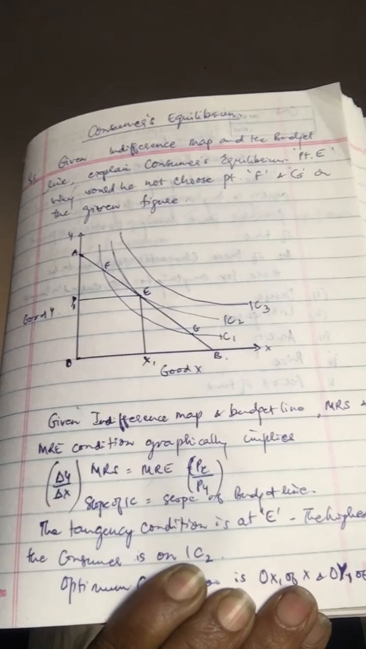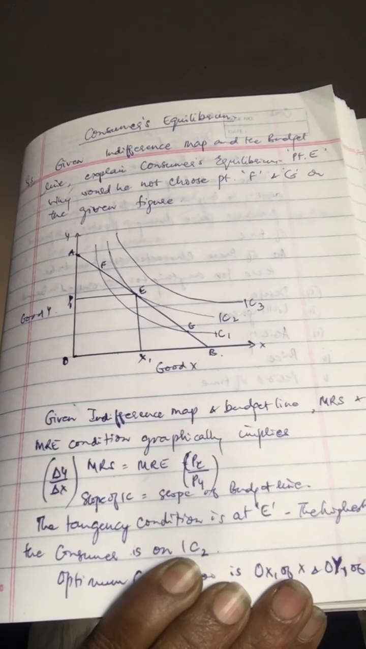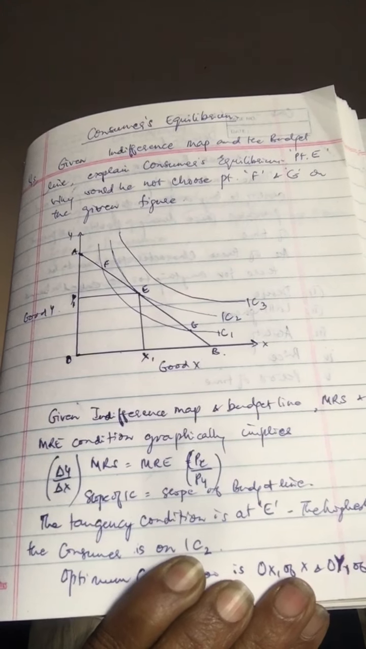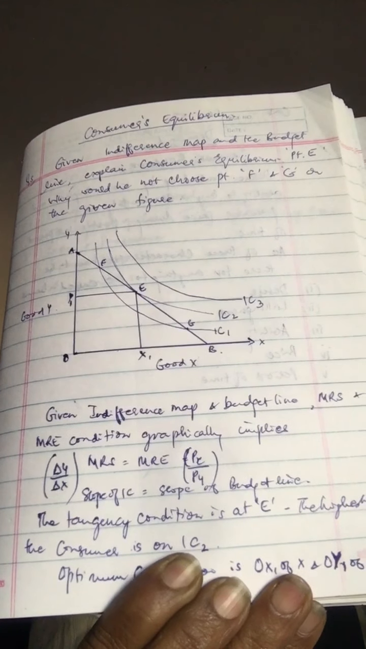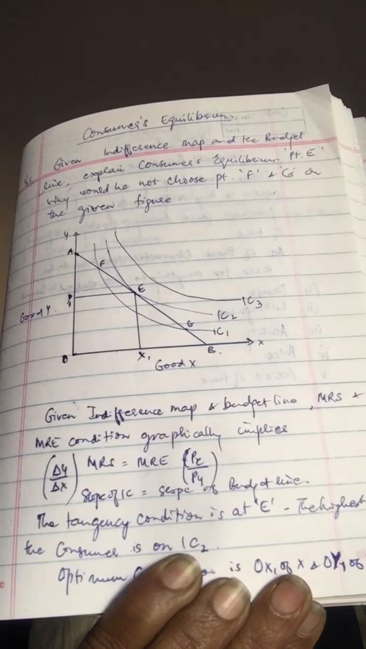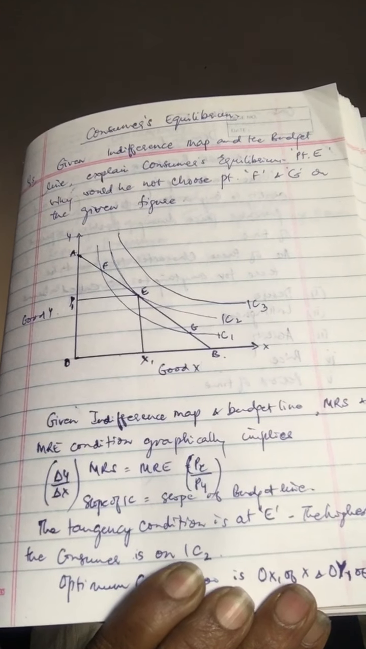Now we can generalize from the points F and G. Every other point to the left of E or to the right of E on the budget line will lie on a lower indifference curve, that is, will have a lower utility level as compared to the tangency point E. Therefore, the consumer will choose only the tangency point on the budget line.